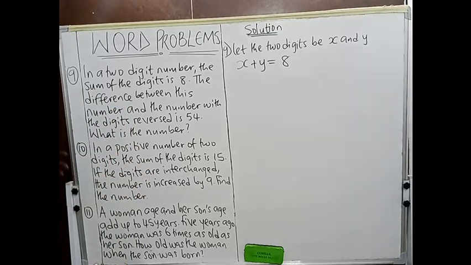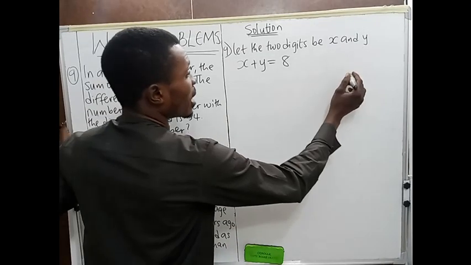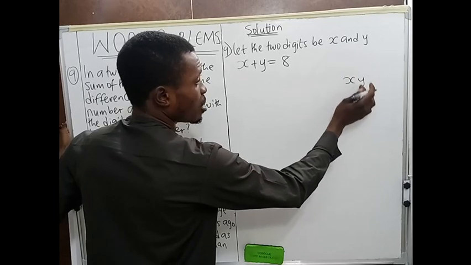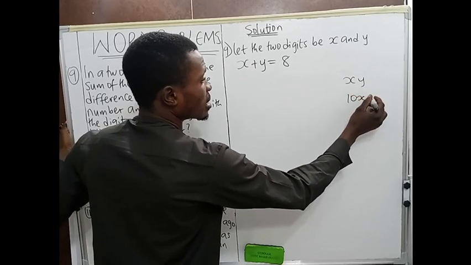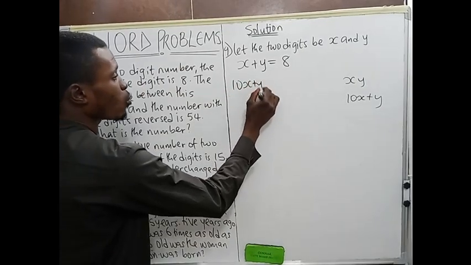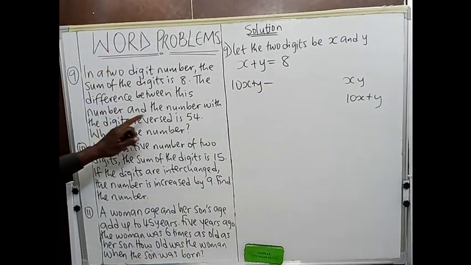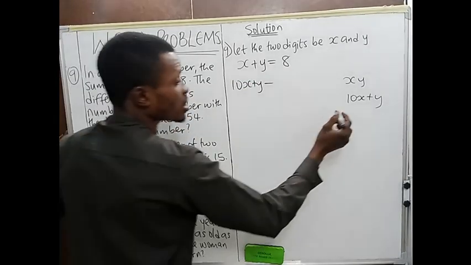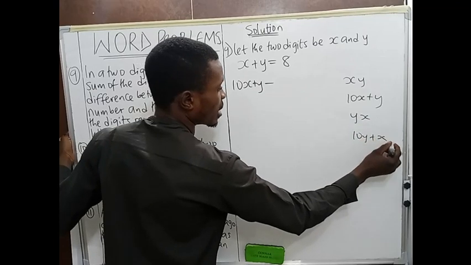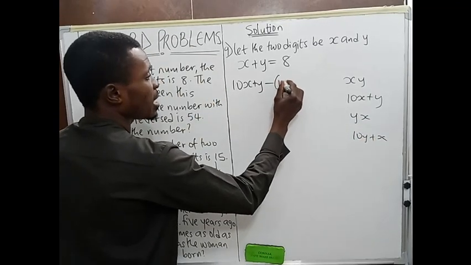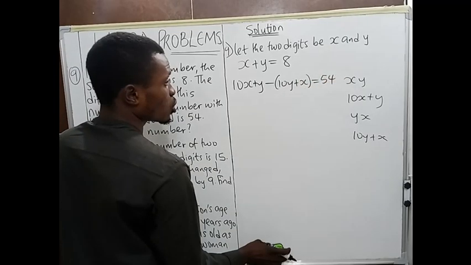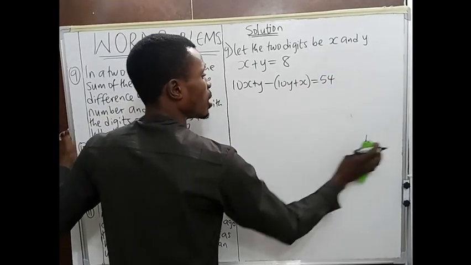All right. Now for the second statement, it says the difference between this number and the number with the digits reversed is 54. Okay, this number, the digits are what? X, Y. So the number is what now? X tens plus Y units. That is 10x plus y. So the difference between 10x plus y and the number with the digits reversed. When the digits are reversed, it becomes yx. That is 10y plus x. So this difference now, we're told is what? 54.